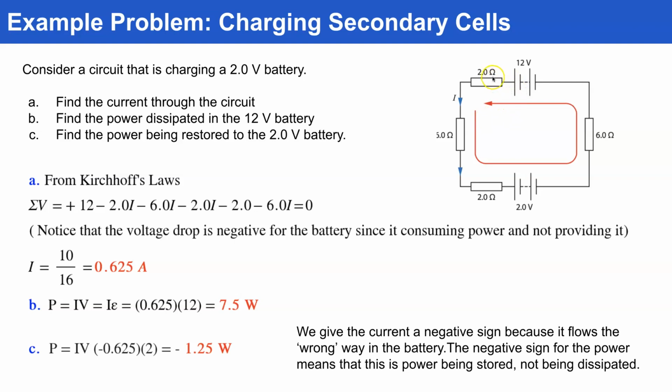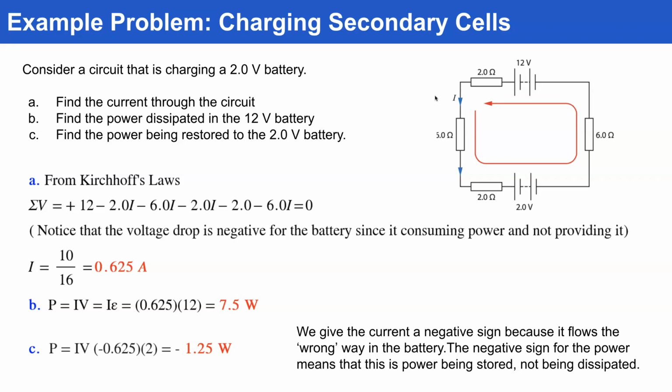Alright, and so once again, the voltage across this resistor is going to be 2 times I, the current, because V equals I times R, and likewise for everything else. Now, normally a voltage drop across a battery is positive. However, when the secondary cell is being recharged, the voltage drop is going to be similar to that of a resistor, so it's going to be negative.